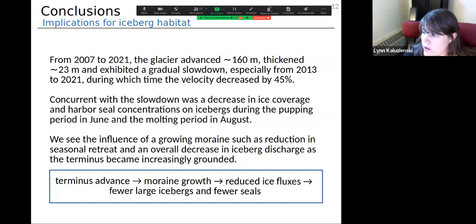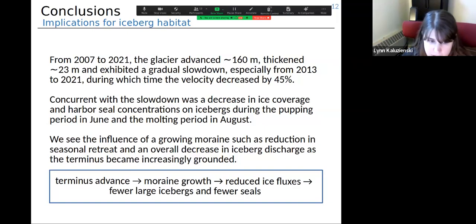So this means that the iceberg size distribution has more to do with calving and fragmentation processes than whether or not the glacier is changing in any other way. And so this provides a direct link between glacier dynamics and seals, in that we expect to see the same thing in other advancing glaciers.